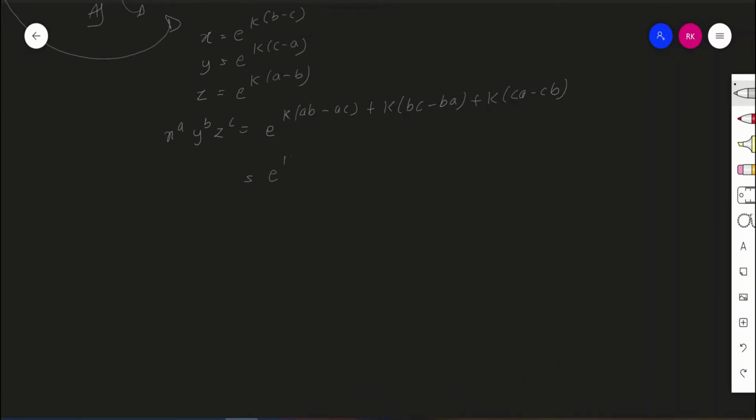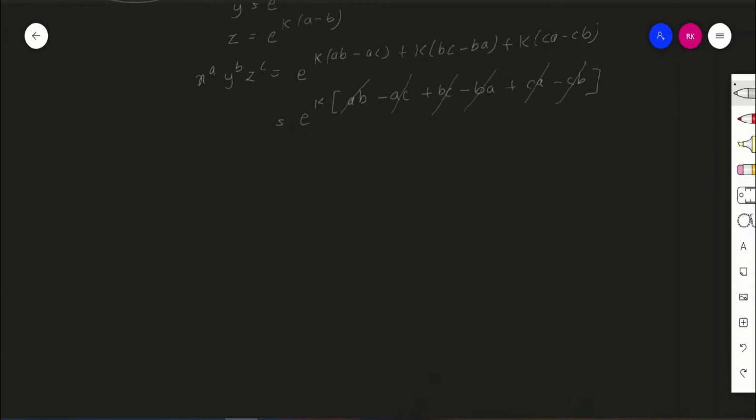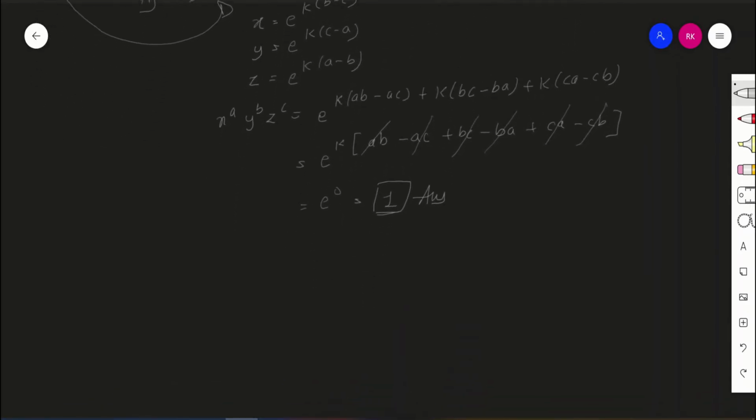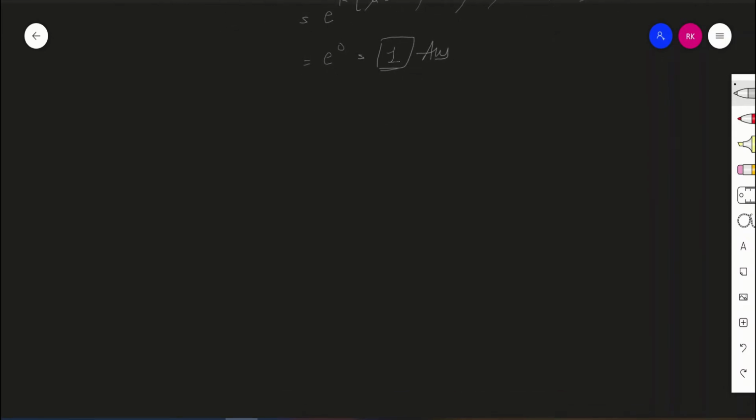So now take k common: bc − ba + ca − cb. Let's see, this is going to cancel with this, ca and cb, bc. So e to the power 0. The answer is again 1. So this question was also medium level.